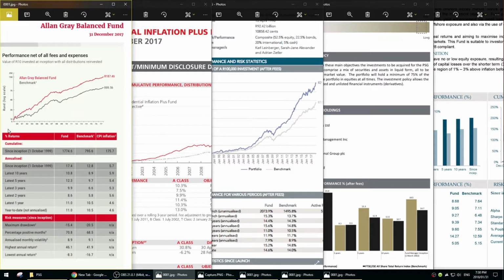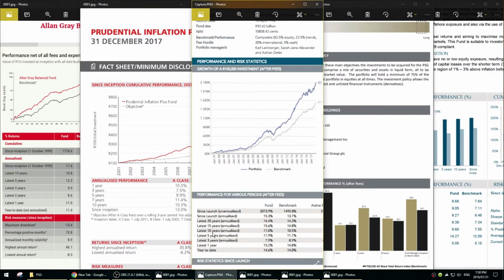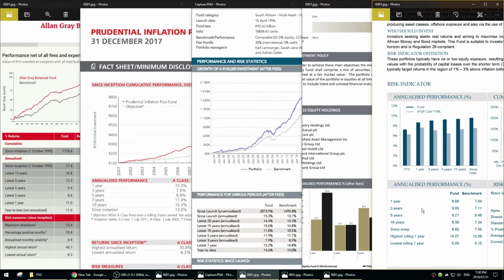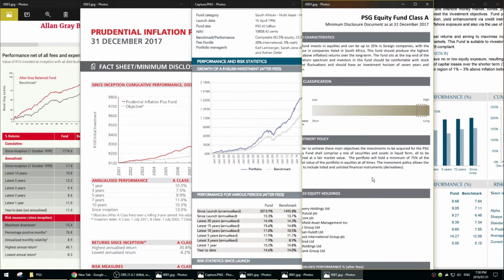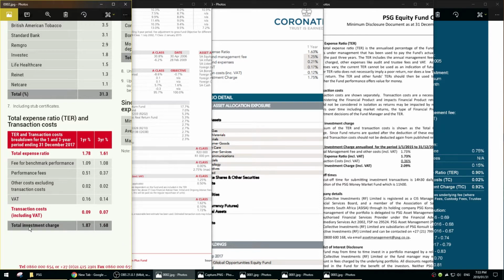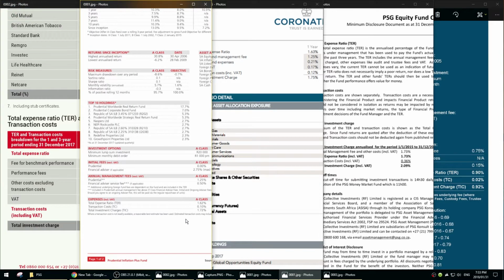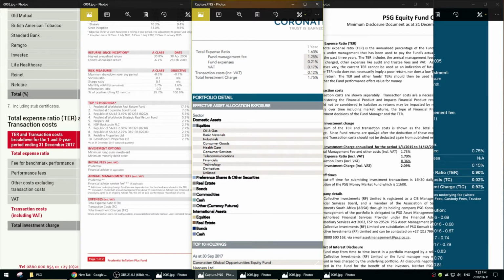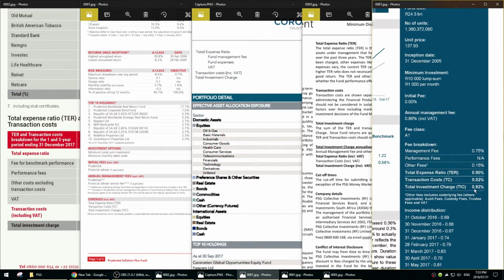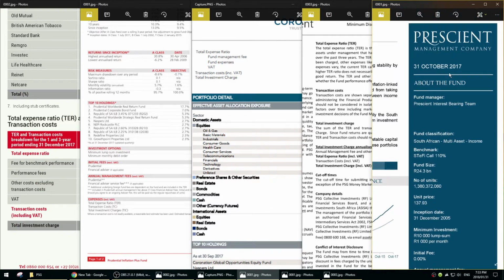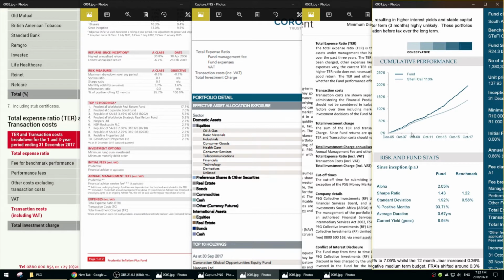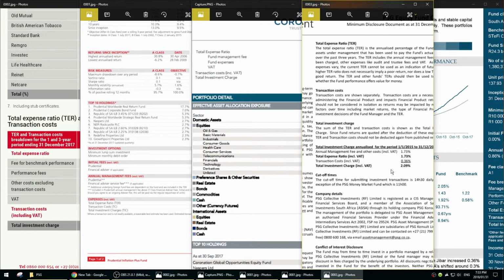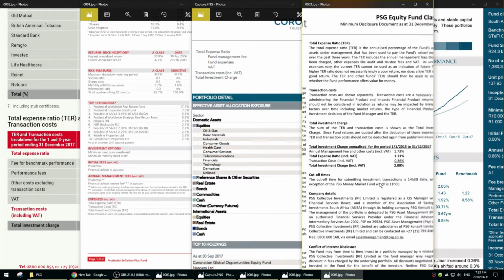So let's compare these just based on performance over the last 10 years. This one's done 10.8%, 10.3, 11, 11.6, 9.3. So this fund, PSG Equity Fund, over 10 years has performed the best. Now we compare which is the cheapest. So yeah, total investment charge 1.87%, 1.72, 1.75, 2.09, 0.92. So this fund, Prescient Income Provider Fund, is the cheapest, which makes sense because it's an income fund, less volatile, less to do. PSG Equity Fund, aggressive, more expensive.